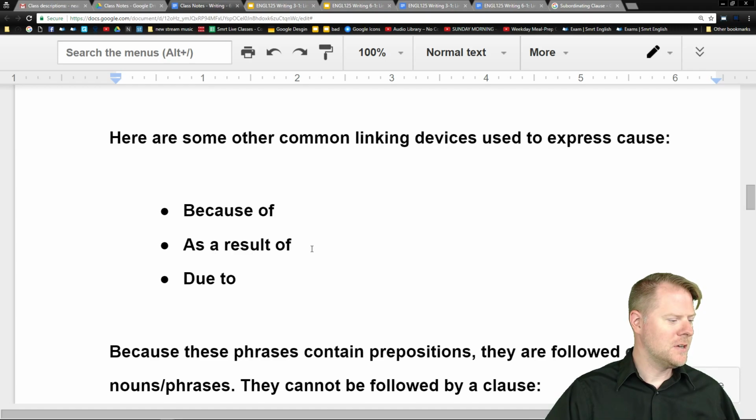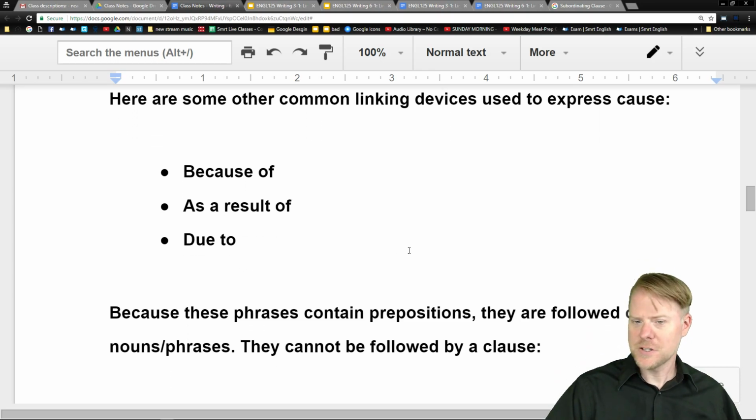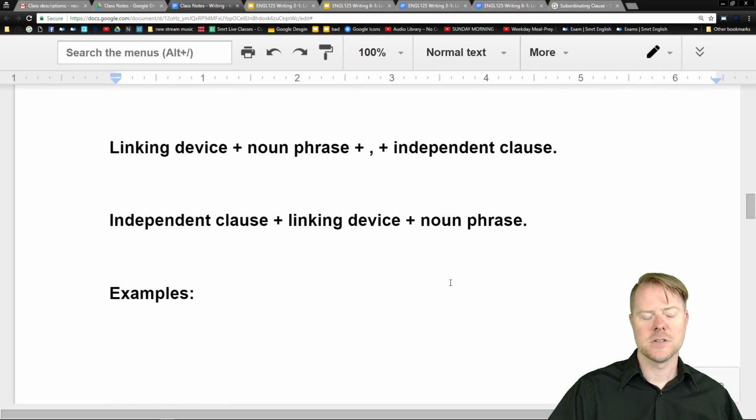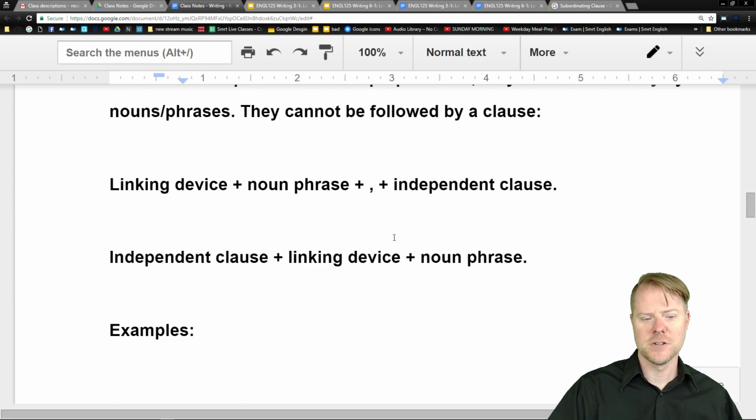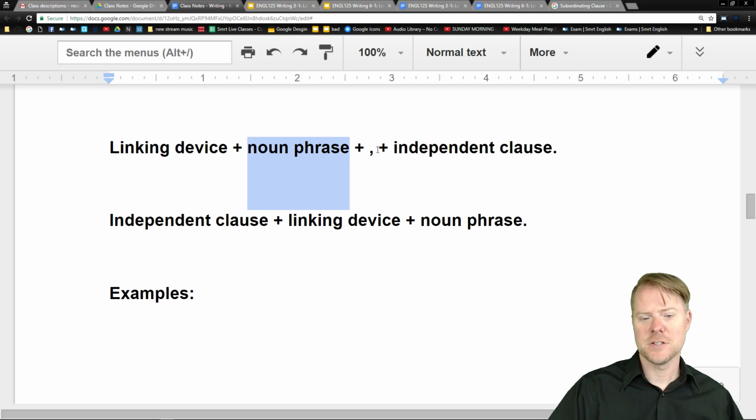Okay, here we go. Because of, as a result of, due to. These three will have the same meaning, but when you use them in your own sentences, they're going to be a little different. They can only be followed by noun phrases, not a dependent clause. They will not be followed by a clause. So, for example, we have the linking device, and in this case I'm talking about these three phrases: because of, as a result of, or due to, plus a noun phrase.